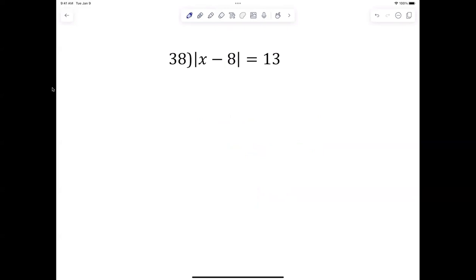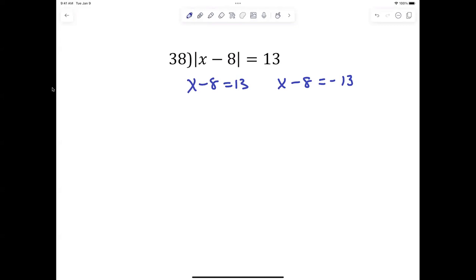So now I need everybody to recall absolute value. How many equations? 2. So we have to write x minus 8 equals 13. X minus 8 equals negative 13. That's all there is to it. And if you're good at solving equations, you're good at this.